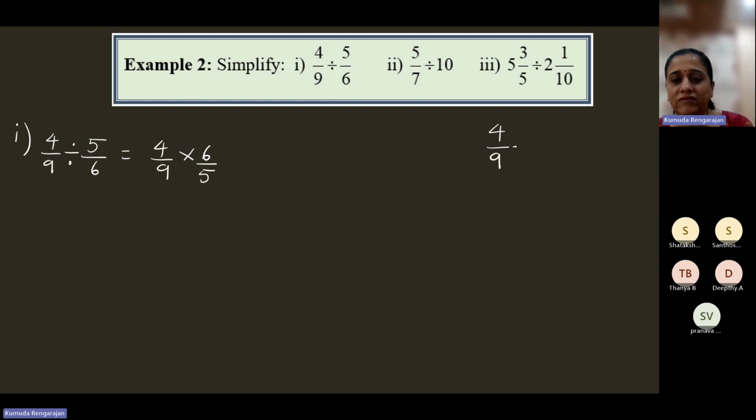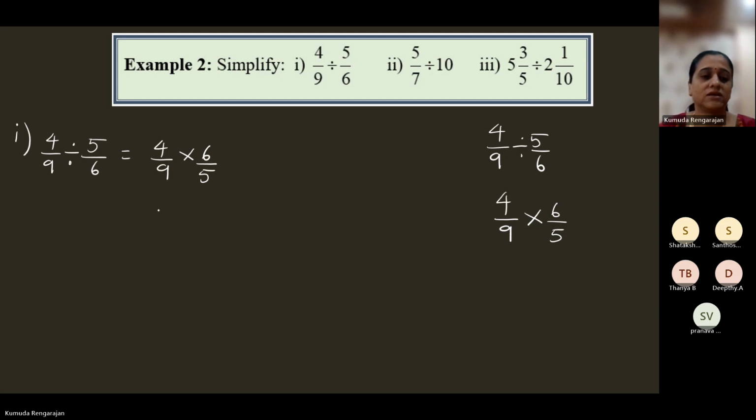The question is 4 by 9 divided by 5 by 6. Write the first fraction as it is. Division becomes multiplication. Now write the reciprocal of the second fraction. The reciprocal of 5 by 6 is 6 by 5. Now it's a multiplication problem. So it is 4 into 6 divided by 9 into 5. Ma'am, is the answer 8 by 15? 8 by 15. Correct.